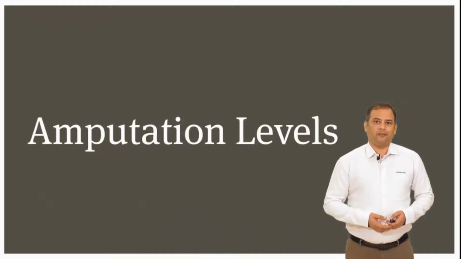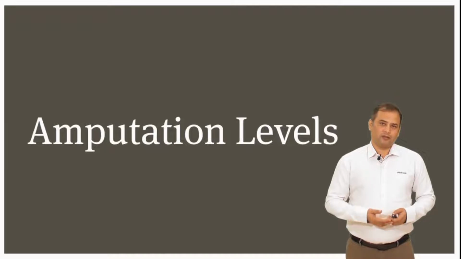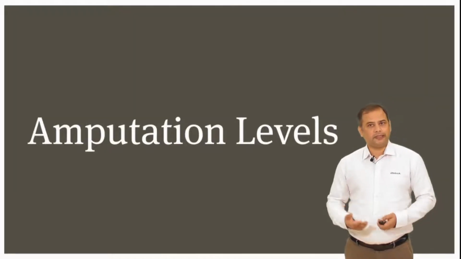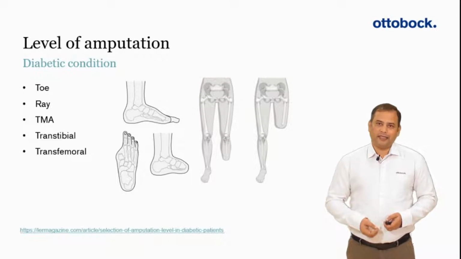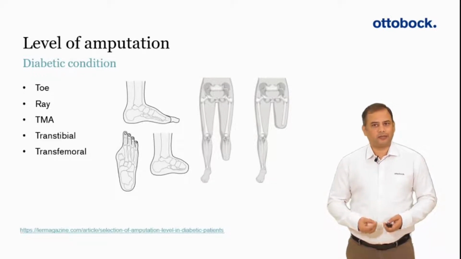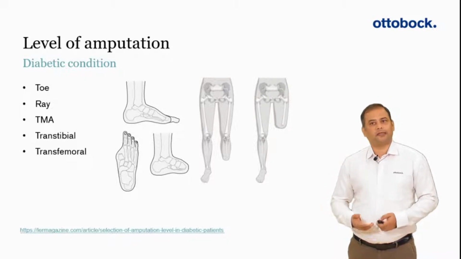Now let us review available prosthetic solutions at different amputation levels and then revisit the bony and soft tissue engineering side of the amputation surgery. In diabetes, we mainly see lower limb amputations and predominantly at the foot level, such as the toe, partial ray, transmetatarsal, followed by transtibial and transfemoral.